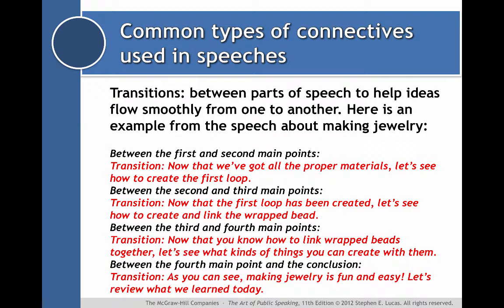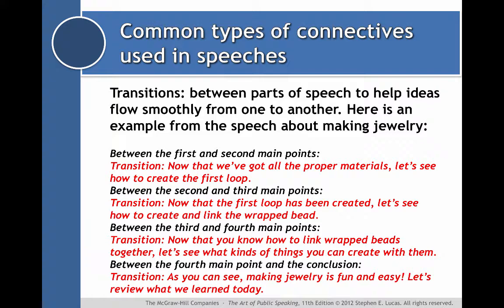Now, on the last slide, I said you'd need to create and label transitions. What are those? Transitions are a form of connective, and connectives are words and phrases that help tie things together and make your ideas clearer and more understandable to your audience. Transitions are used between the main parts of your speech to help your ideas flow smoothly from one idea to the next. If you don't use them, it will seem like you're just jumping from idea to idea without connecting them together, and that can be confusing to the audience.